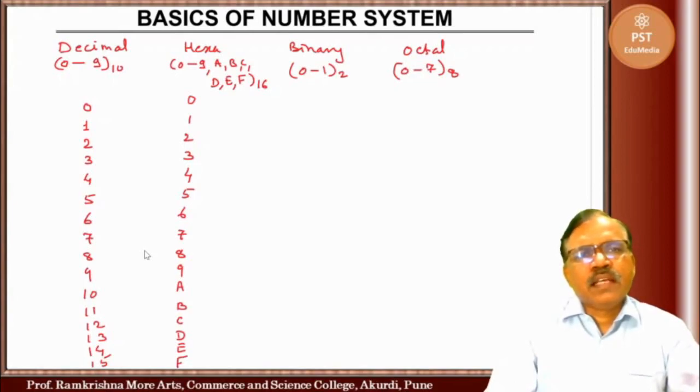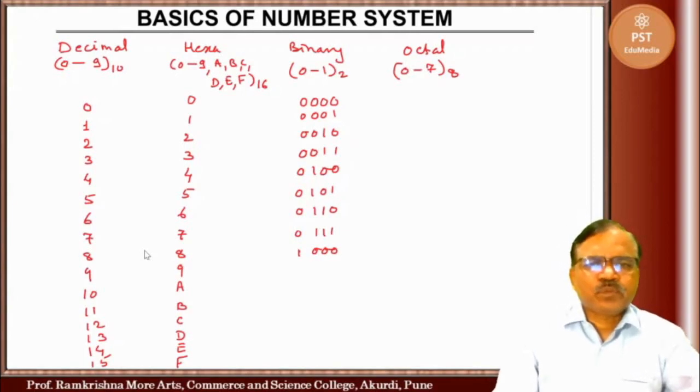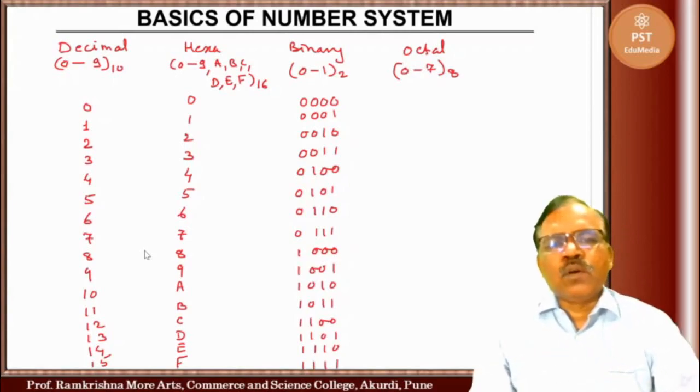Now if we go to binary, we will take 4-bit binary numbers: 0000, 0001, 0010, 0011 for 3, 0100 for 4, 0101 for 5, 0110 for 6, 0111 for 7, 1000 for 8, 1001 for 9, 1010 for 10, 1011 for 11, 1100 for 12, 1101 for 13, 1110 for 14, and 1111, that is the 4-bit binary number for 15.